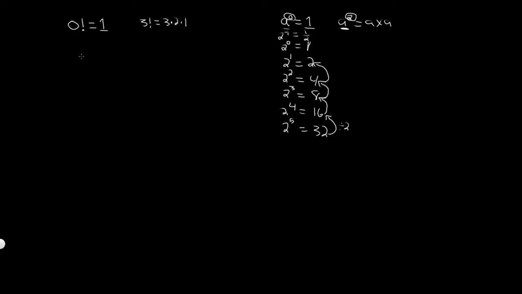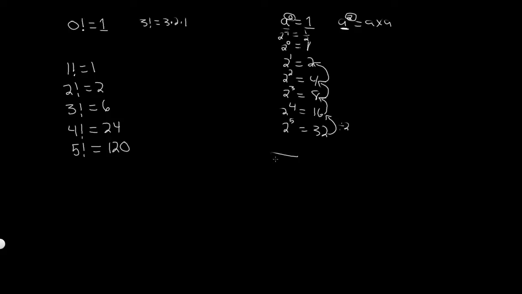We'll start out with 1 factorial, which is equal to 1. 2 factorial is equal to 2 times 1, which is 2. 3 factorial is equal to 3 times 2 times 1, which is 6. 4 factorial is equal to 4 times 3 times 2 times 1, which is 24. And we'll stop at 5. So 5 factorial is 5 times 4 times 3 times 2 times 1, which is 120.